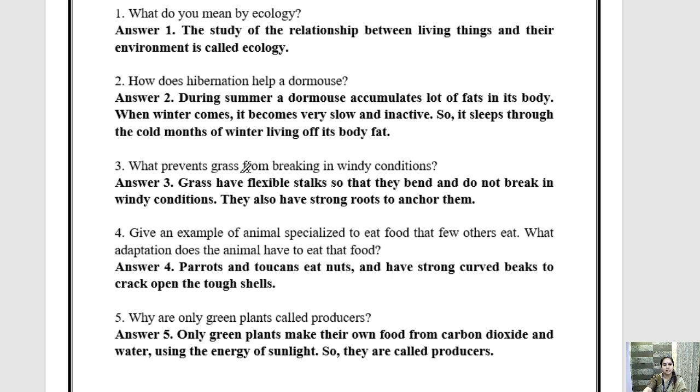What is it in grass that even when very strong wind blows, they do not break? So let's see. Grass has a flexible stalk. Flexible means they can move in any direction, so that they bend and do not break in windy conditions. They also have strong roots to anchor them.